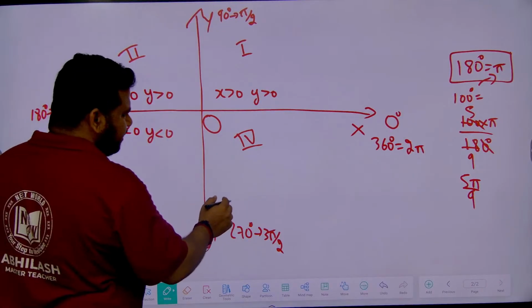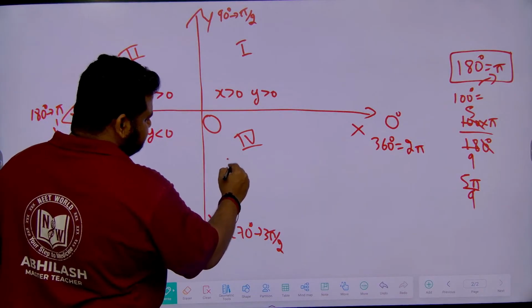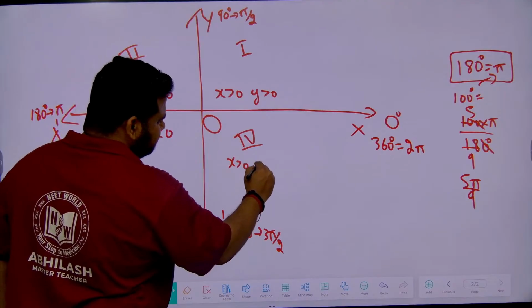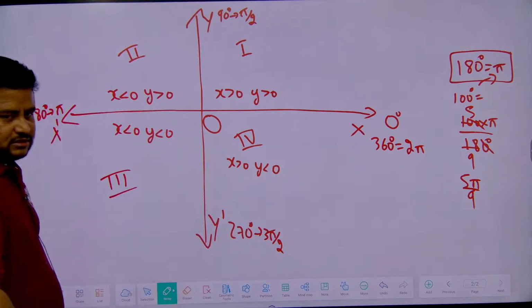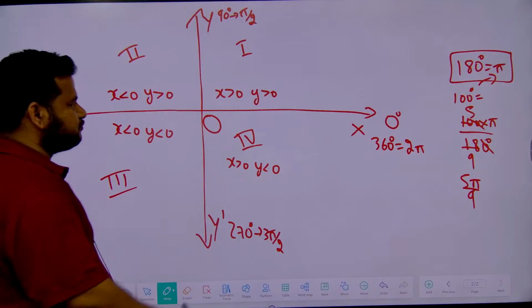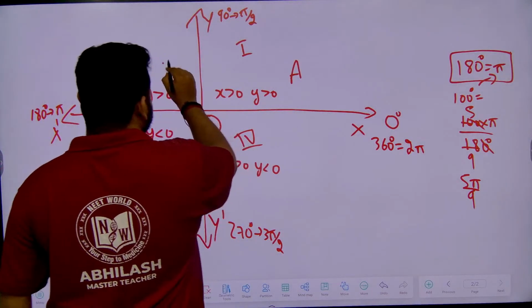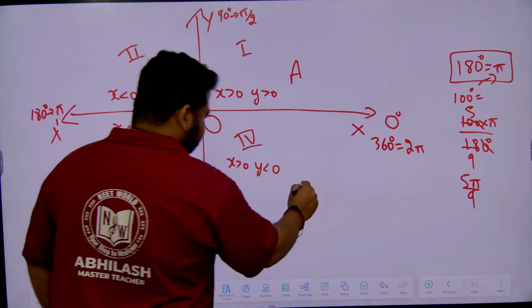But in the fourth quadrant, what happens? x is positive whereas y is negative. Clear? This is the thing. Next we write it as what? ASTC. What do you mean by this?